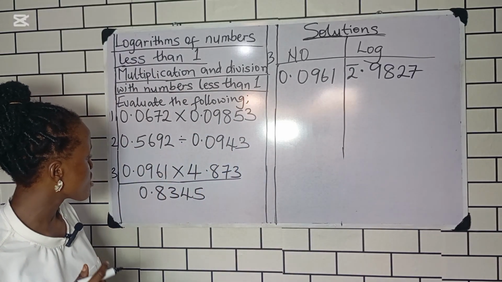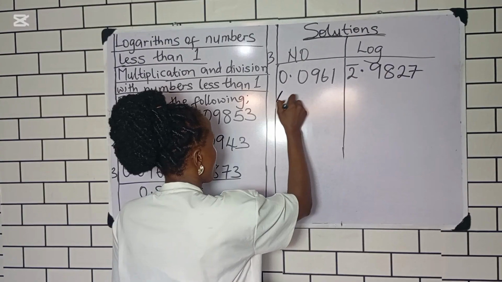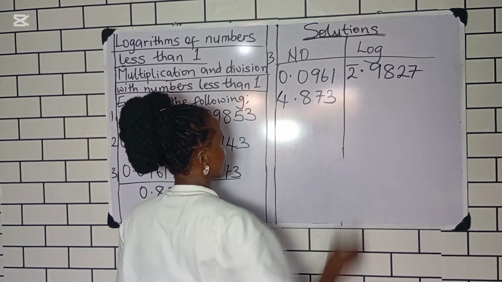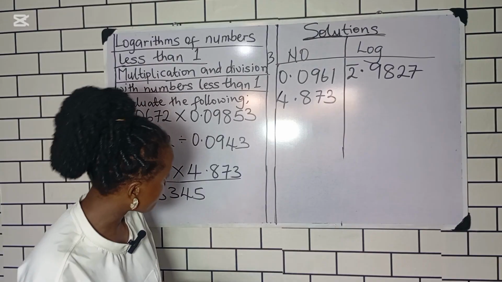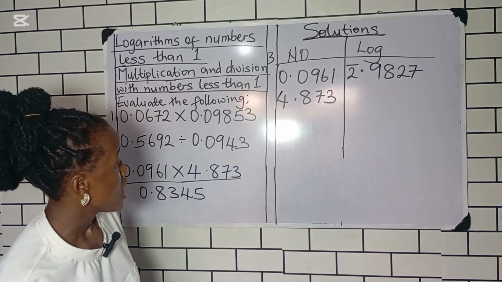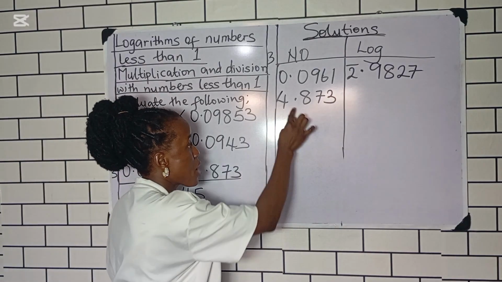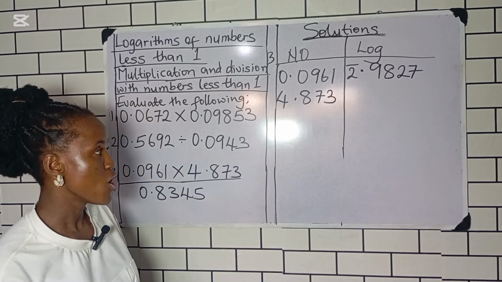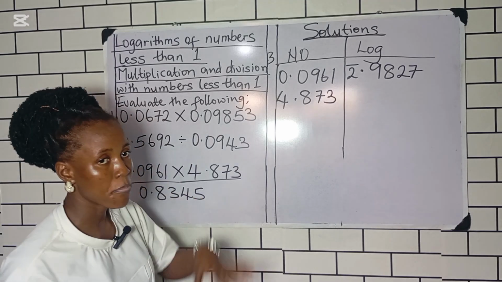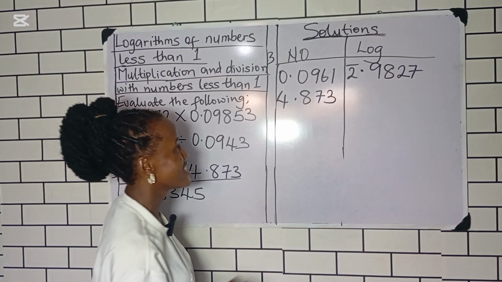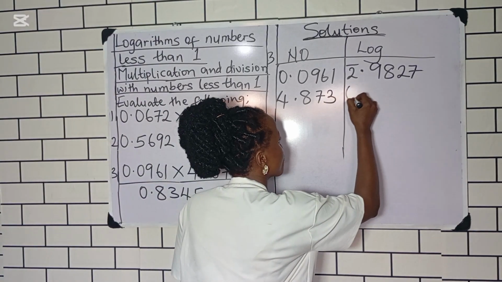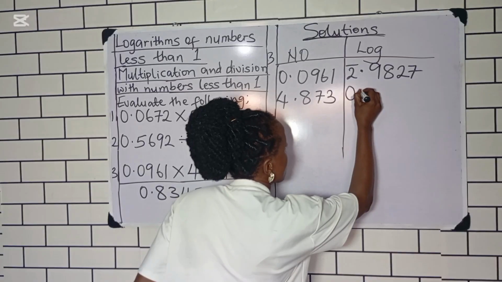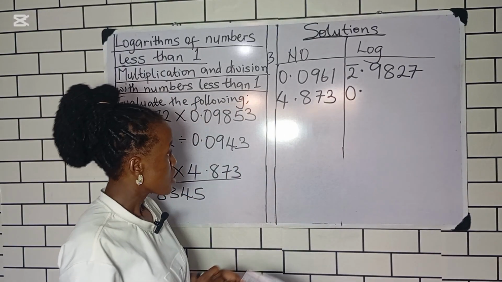The second term here is 4.873. If you look at the number, the decimal point is already at the right position. So what are we going to do? We're not going to count forward or backward. Therefore, our characteristic here is going to be 0 because we did not count. After writing your 0, you put your decimal point. Now what are we going to do?